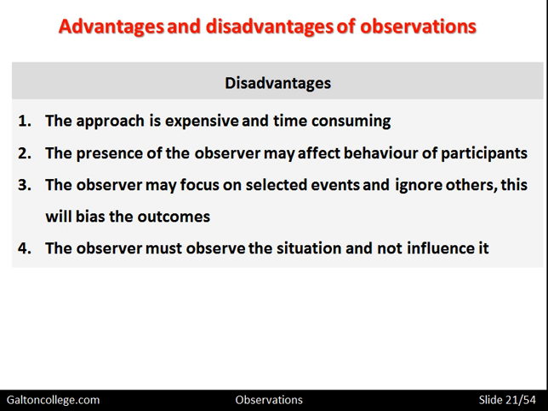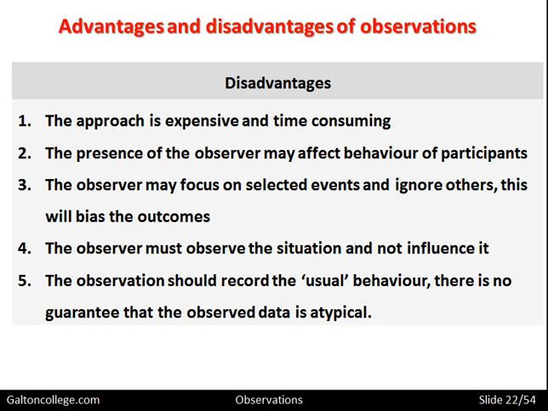If that happens, the whole exercise has been compromised. The whole exercise is biased. The observation should record the usual behaviour, but there's no guarantee that the observed data is atypical or is typical. So there is a problem. The observation should be the usual behaviour of that person in that setting. But how does the observer know if it is the usual behaviour or not?